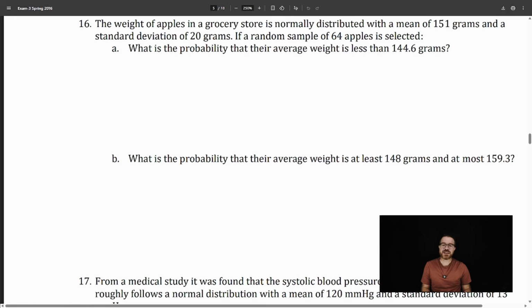Problem 16 says, the weight of apples in a grocery store is normally distributed with a mean of 151 grams and a standard deviation of 20 grams. If a random sample of 64 apples is selected, Part A, what is the probability that their average weight is less than 144.6 grams? So this is going to be another probability where we're going to be looking at the average weight or mean weight, meaning we're doing the distribution of sample means.